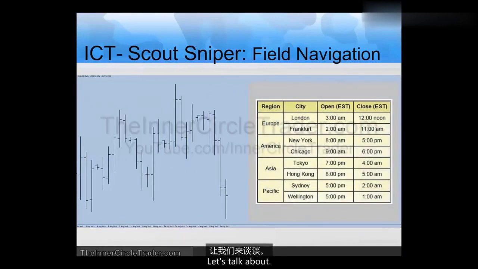Okay, let's talk about kill zones. First, we're going to talk about it in my time zone, which is Eastern Standard Time. I live on the East Coast of North America in Baltimore, Maryland. And basically, we're looking at the European and American sessions.